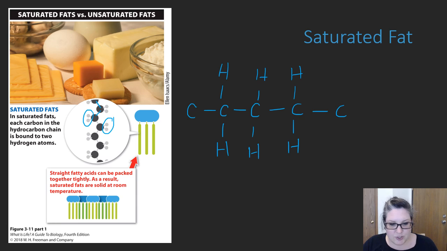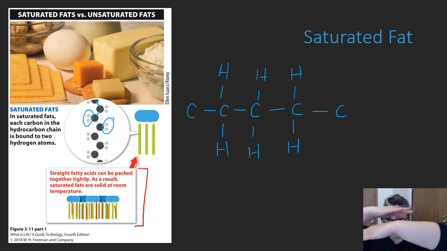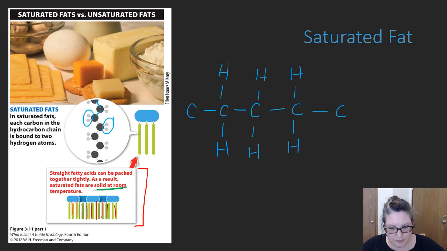So in saturated fats, interestingly, they can stack on each other like this. They can pack together really, really compactly because these fatty acid chains will just lay right on top of each other. And as a result of that, saturated fats are solid at room temperature. So if you want to know if something is saturated or unsaturated, just look at it at room temperature.